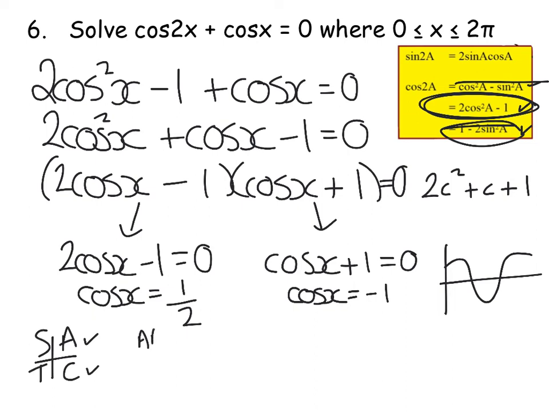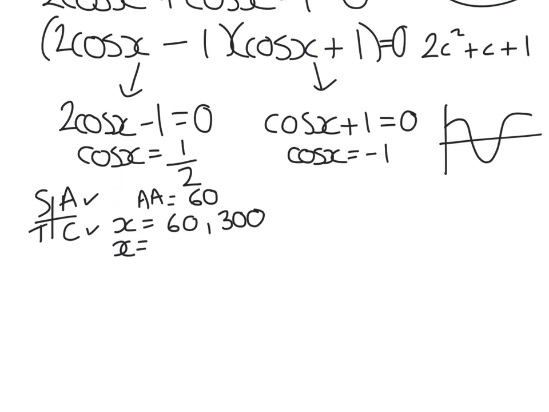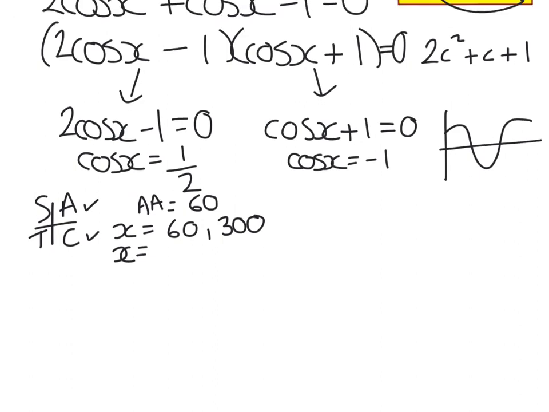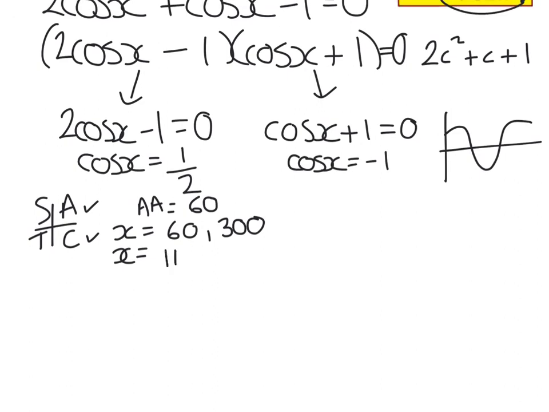So my acute angle would be, now it's in radians this time. So I'm just going to keep it all in degrees and then turn it. So that would be 60. So x would be 60 or 360 take away 60, which is 300. Now to turn that into radians, 60 goes into pi 3 times. So that would be pi over 3. And 60 times 5 is 300, so that would just be 5 pi over 3.